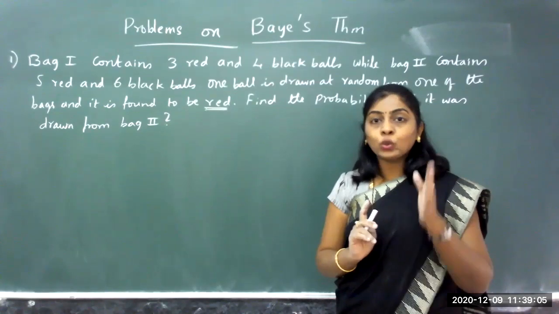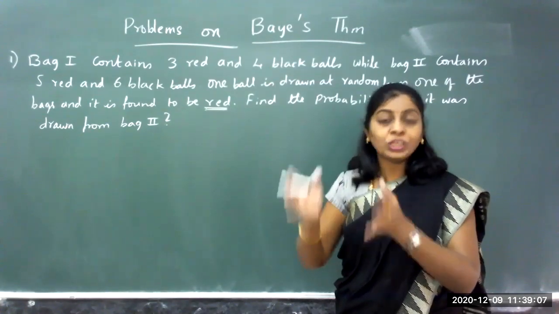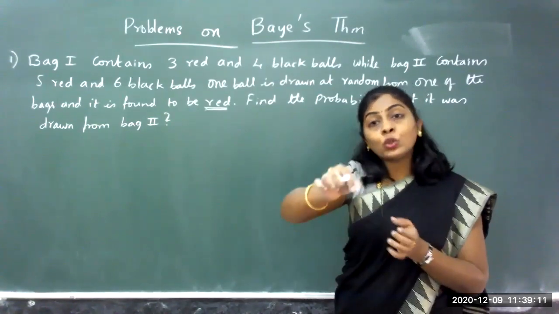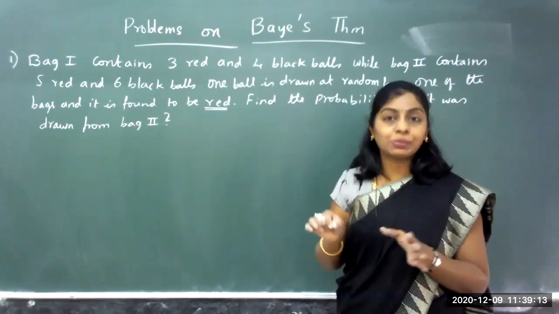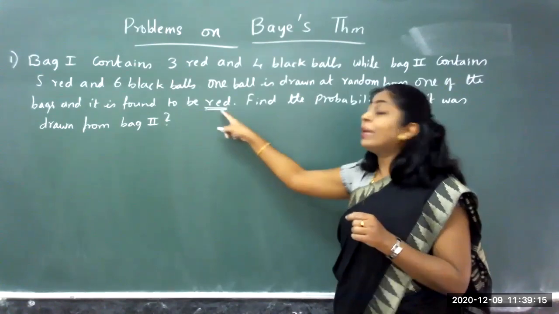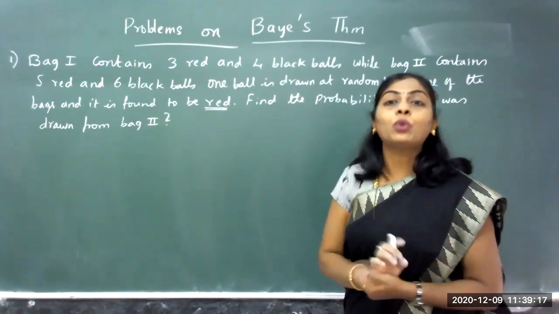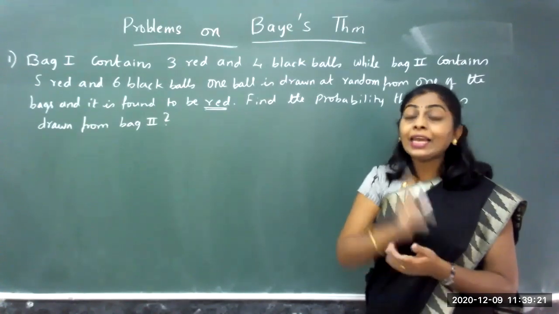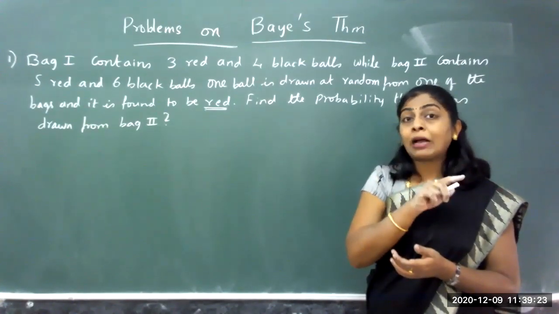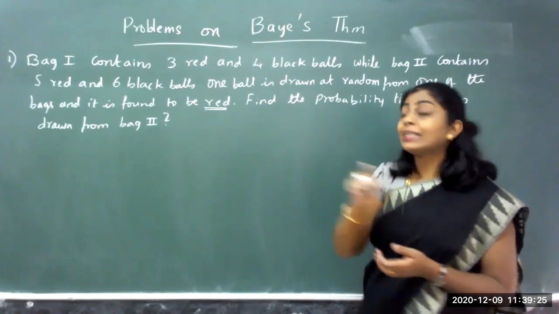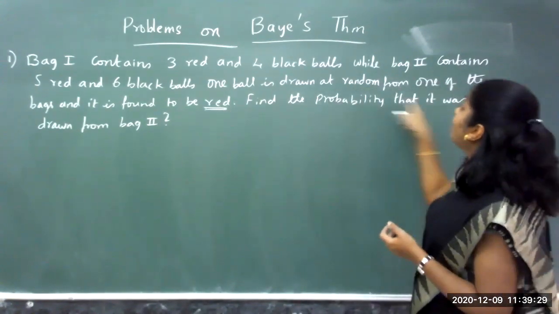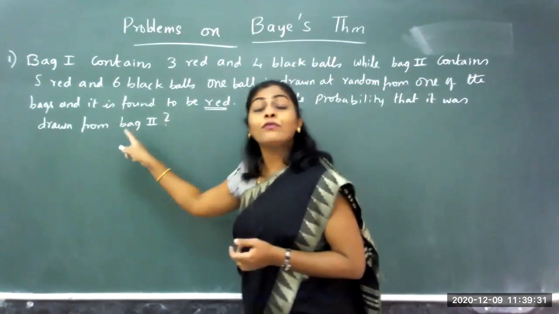So there are two events, bag 1 and bag 2, which consist of red and black balls. Now they say you choose one ball from these bags and it is found to be red. This is the other event occurring, and that event is taken as A. A is a third event on the sample space, and that event is choosing the red ball. Then they ask, find the probability that it was drawn from bag 2.